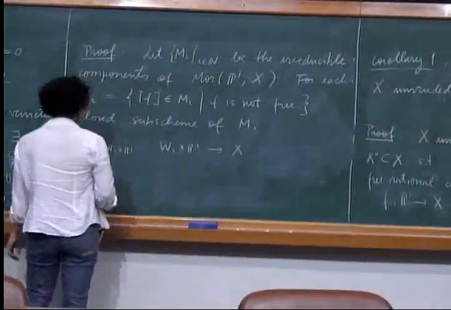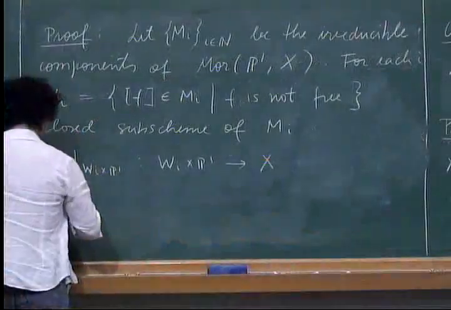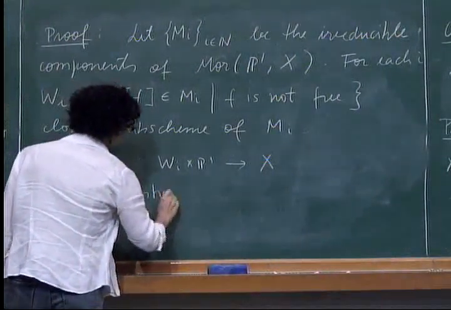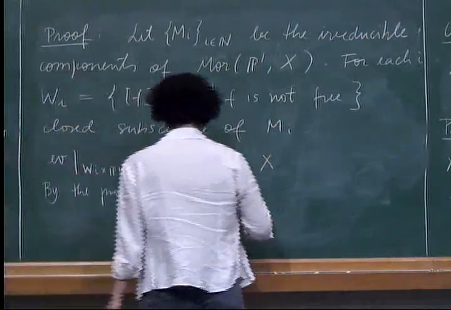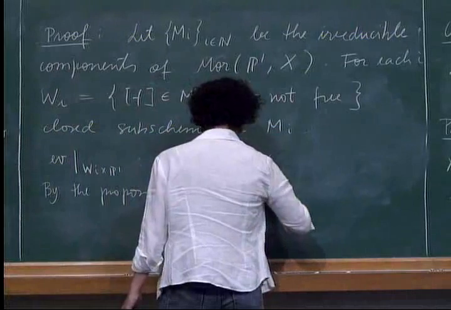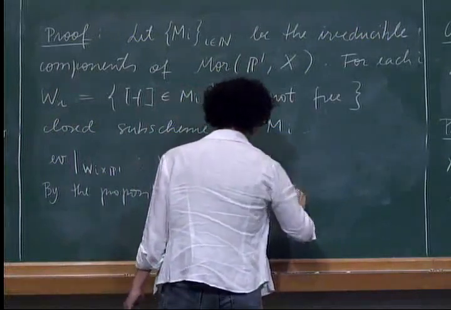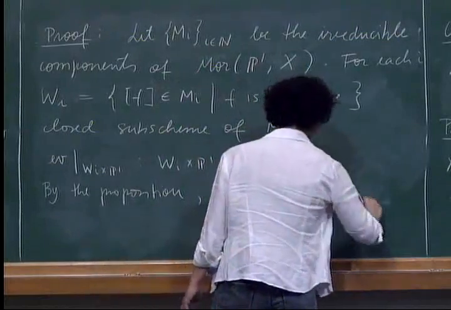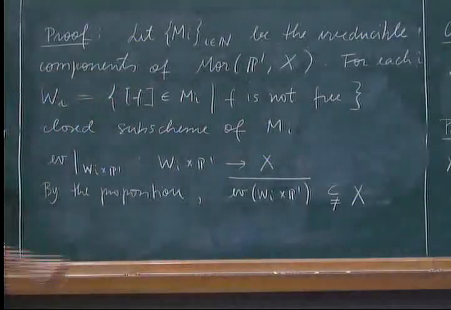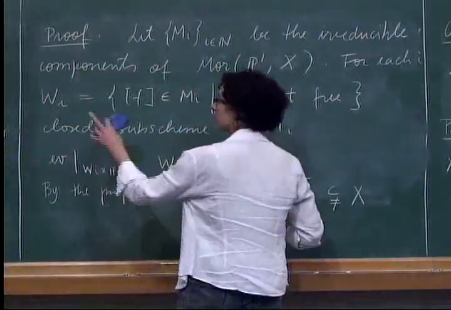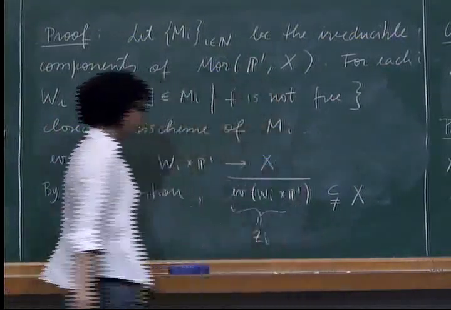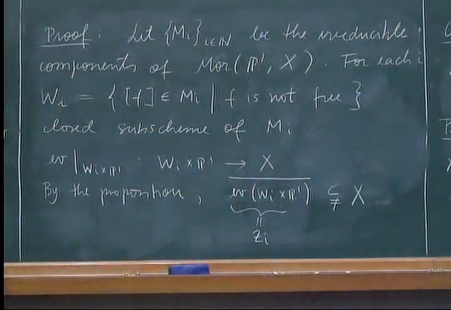So by the proposition, the closure of this image in X is not the whole X. And this is exactly the Zi's that I want. Then you check that this Zi will do the trick.